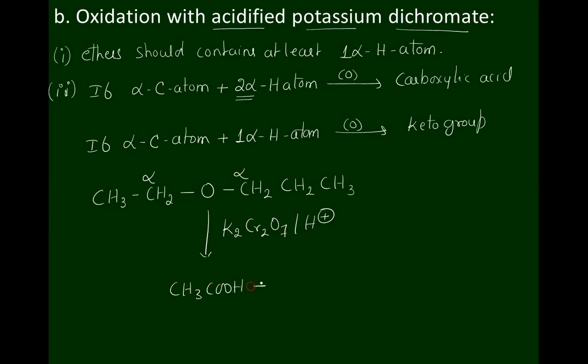plus. This group also gets converted into carboxylic acid, CH3CH2COOH, because both the alpha carbon atoms contain two alpha hydrogen atoms. Therefore, both undergo oxidation to form carboxylic acid.